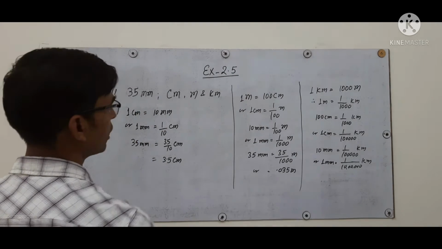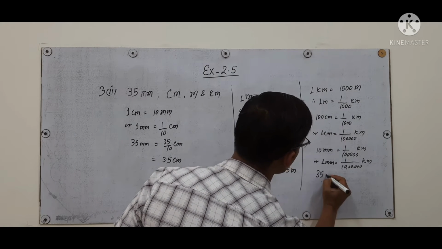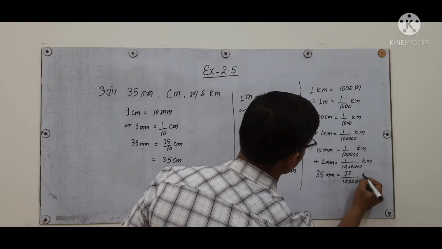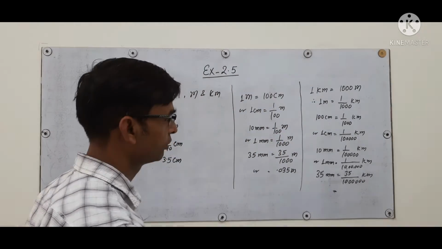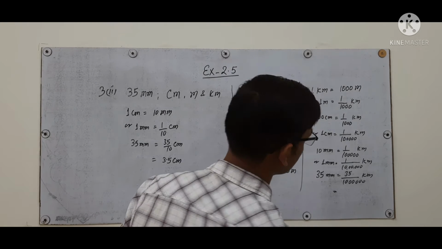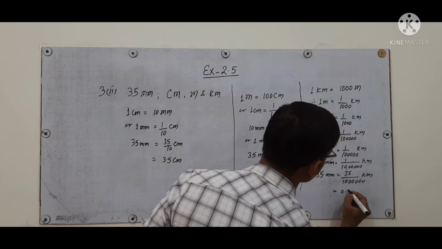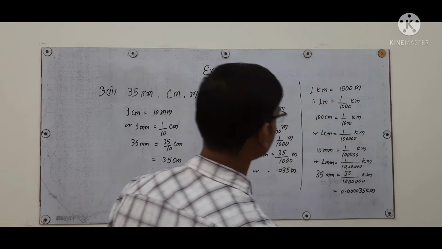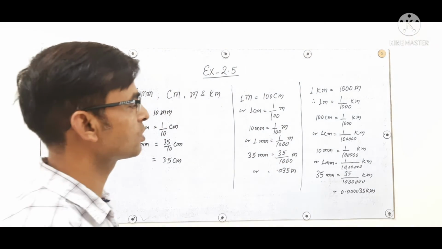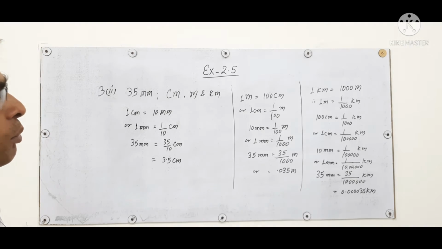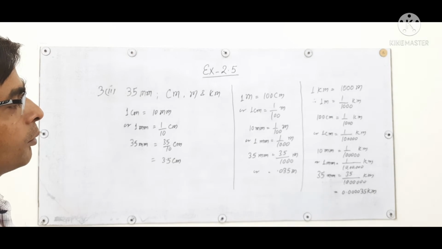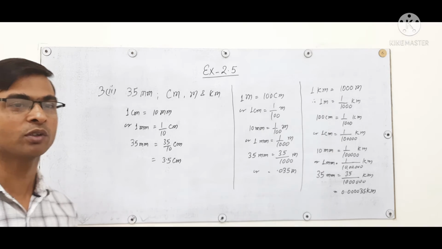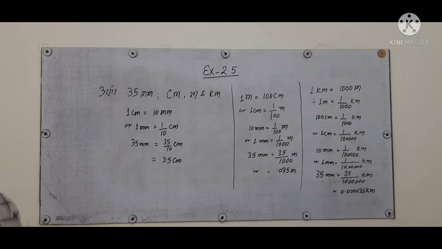And here we have to find the value of 35 mm. So similarly 35 mm will be 35 upon 10 lakh kilometers. And now we will divide it. So here there will be 6 zeros. So 35 mm will be 0.000035 km. You can note it here because this is a little bit tricky question. So you just note it for a few seconds.